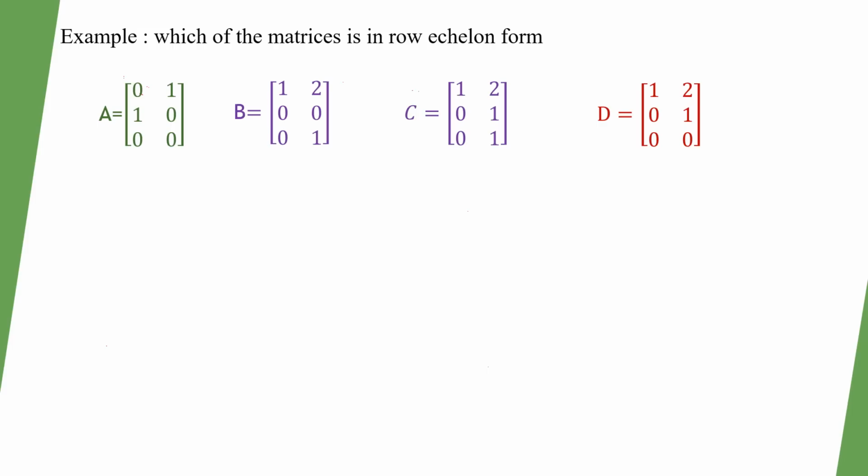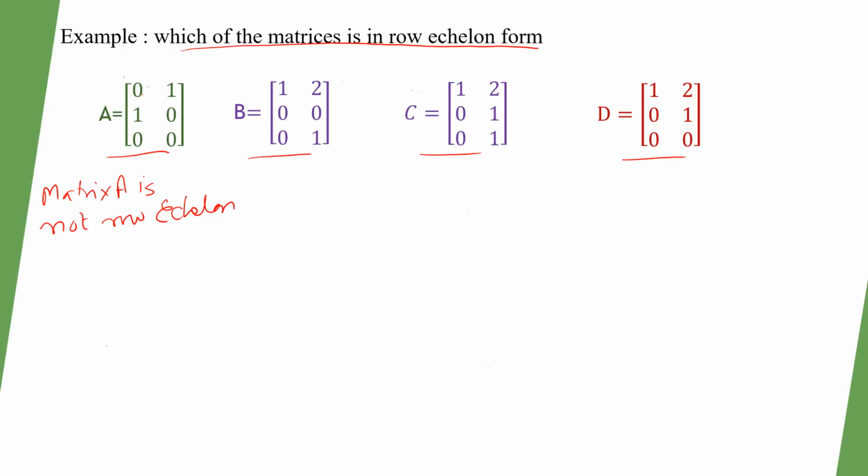Now, which of the matrices is in row echelon form? So we have four matrices A, B, C, D. Now we check which one is a row echelon form of a matrix. So the first matrix, that is matrix A. Matrix A is not row echelon.